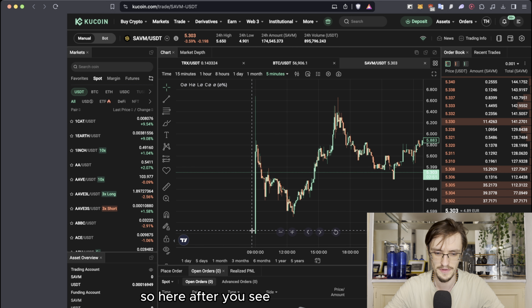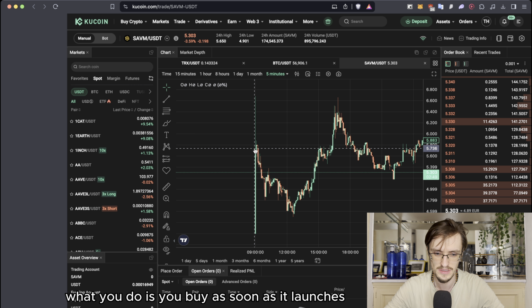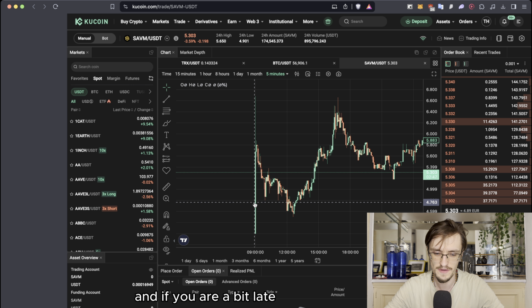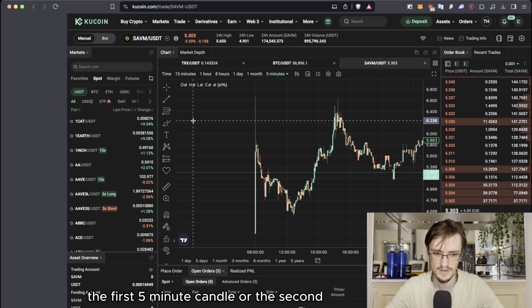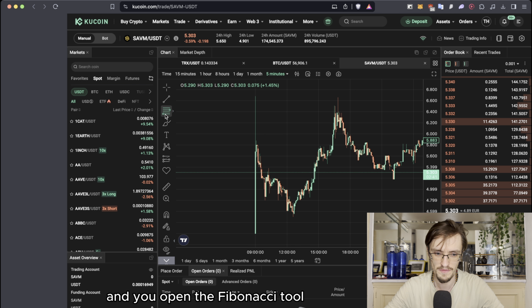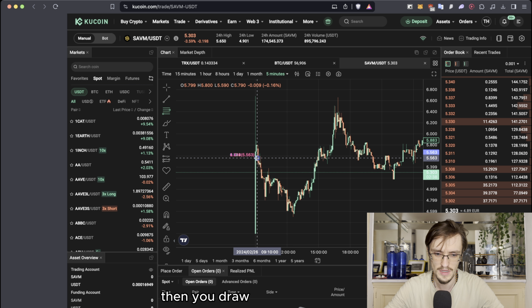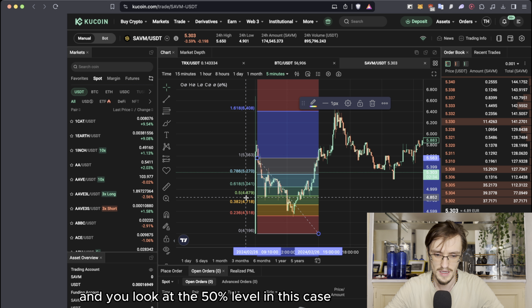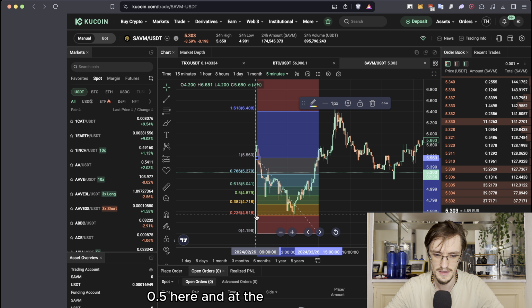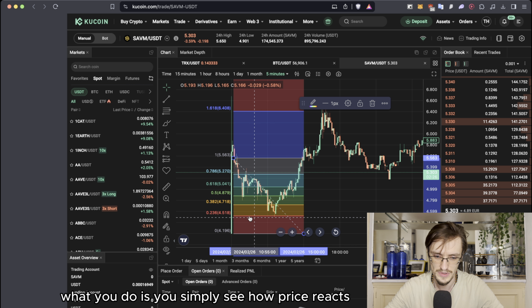So what you do is you buy as soon as it launches, and if you are a bit late, you wait for the first 5-minute candle or the second, and you open the Fibonacci tool. Then you draw it from the highest to the lowest point, and you look at the 50% level, in this case 0.5 here, and at the 0.25 level, which is about here. And in that case, you simply see how price reacts.